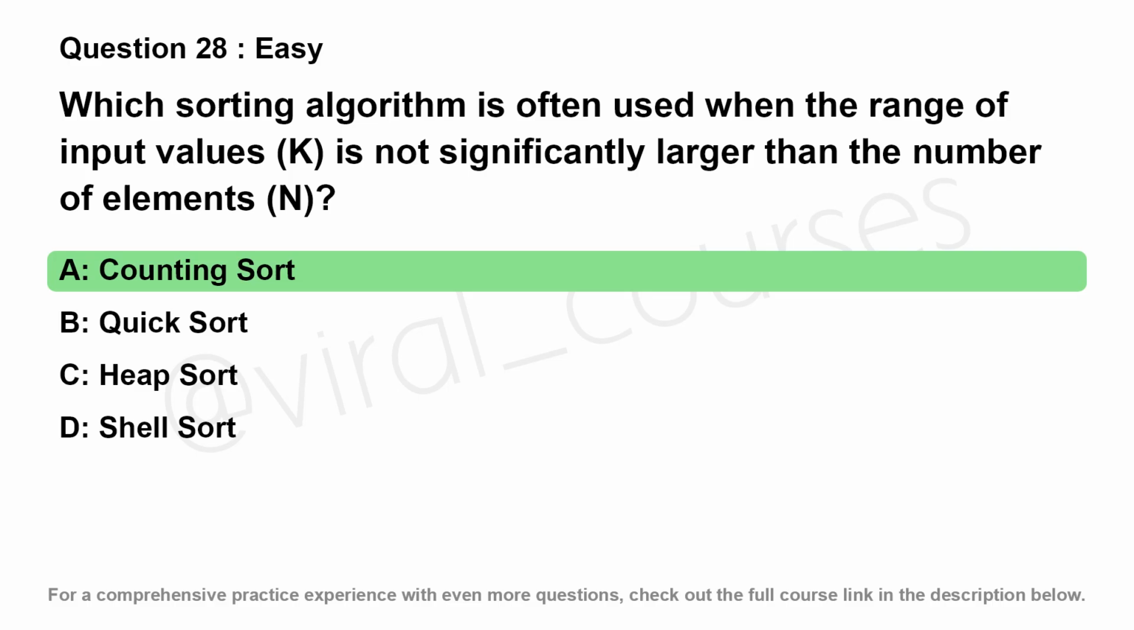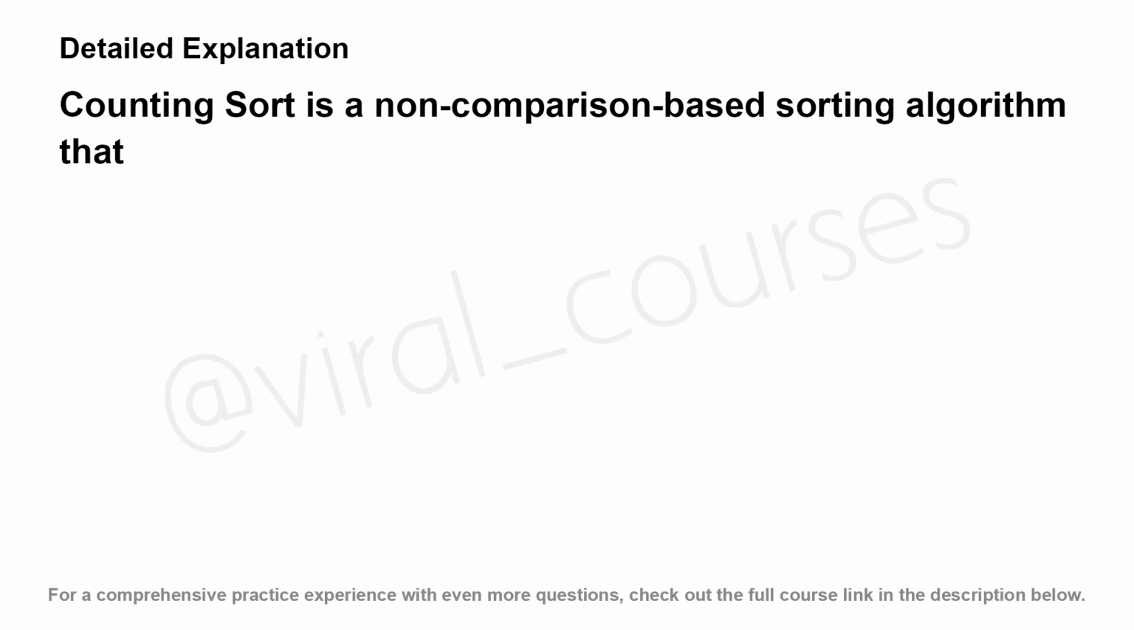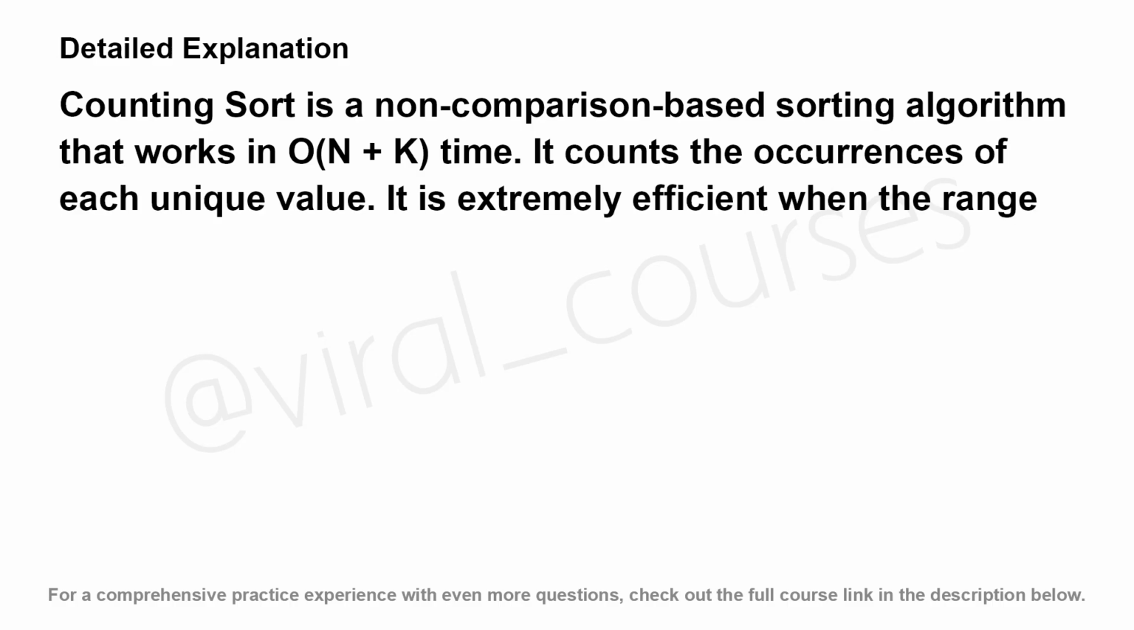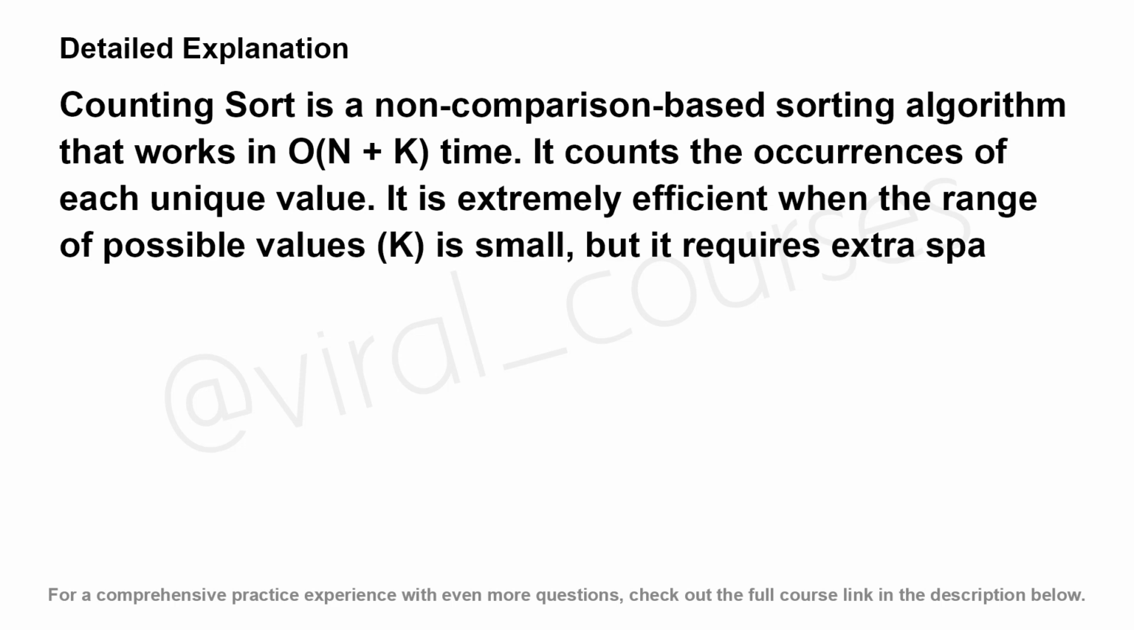The correct answer is A. Counting sort is a non-comparison-based sorting algorithm that works in O(n + k) time. It counts the occurrences of each unique value. It is extremely efficient when the range of possible values, k, is small, but it requires extra space proportional to that range.